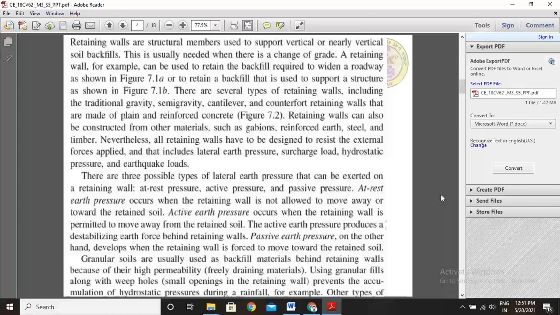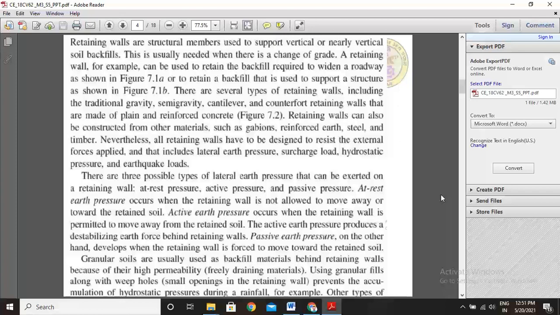I have already explained. Okay, all these retaining walls have to be designed to resist the external forces applied, and that includes lateral earth pressure, surcharge load, hydrostatic pressure, and earthquake loads.